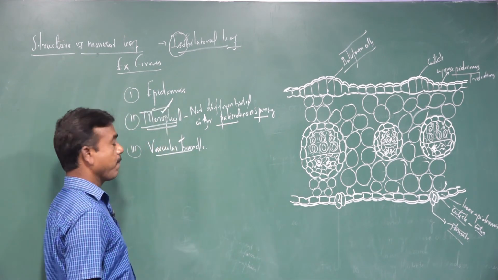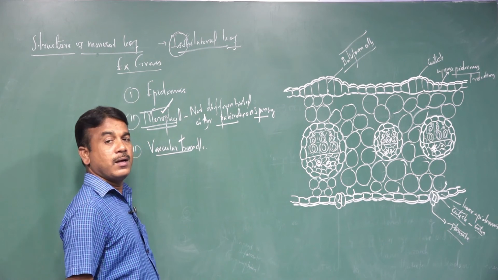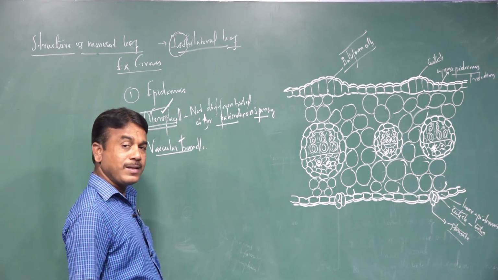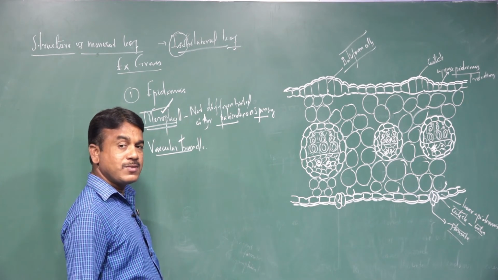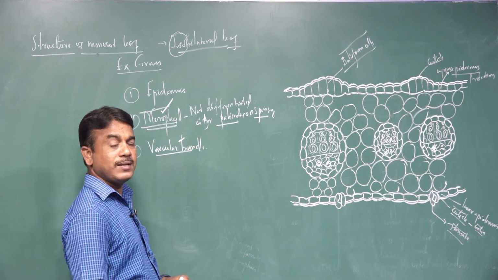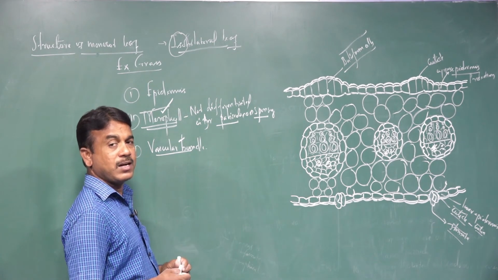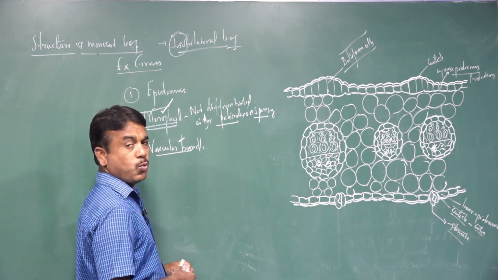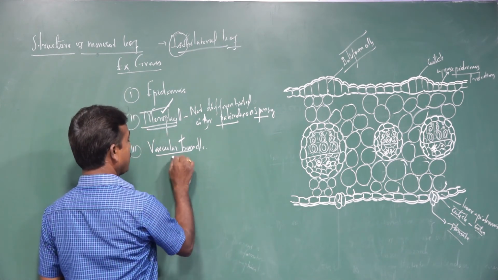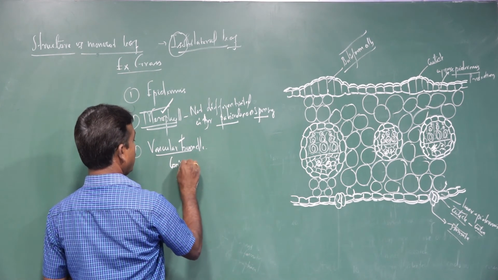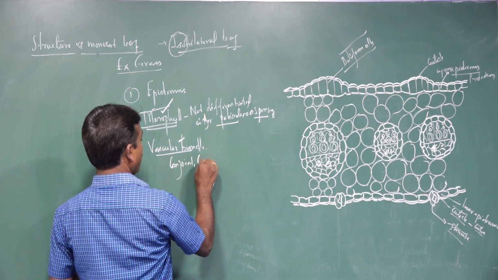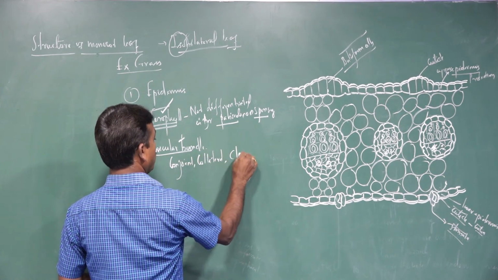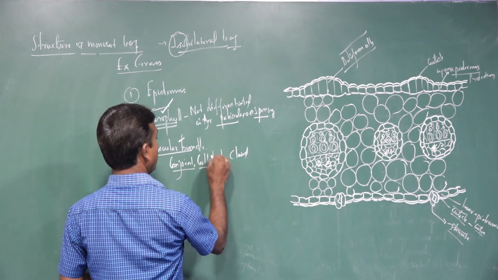vascular bundles. What is a vascular bundle? Xylem and phloem are vascular tissues that generally occur close together and form a bundle, commonly called a vascular bundle. Like dicot, monocot leaves also have vascular bundles, the nature of which is commonly called conjoint, collateral and closed. What is conjoint?